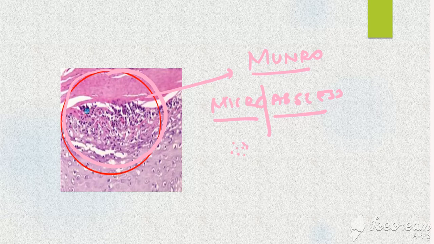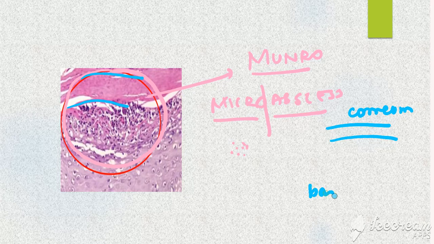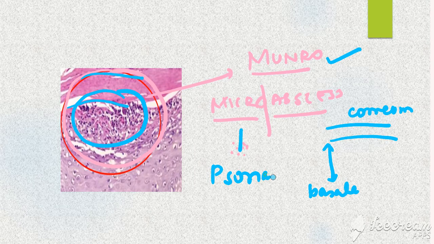So you will have collection of neutrophils in the stratum corneum. So in the skin you have different layers. The topmost layer is the stratum corneum. The bottom layer is stratum basale. In between you have other layers, your stratum granulosum, your spinosum and other layers. So if you have collection of neutrophils in the epidermis, especially in the stratum corneum, we call this as a Monro microabscess. So remember, Monro microabscess is seen in psoriasis.